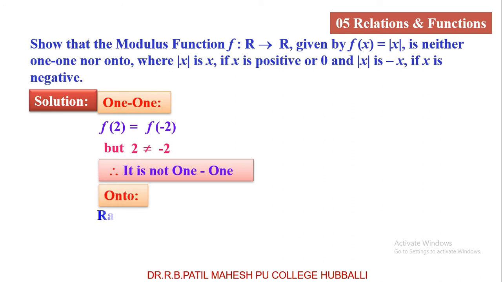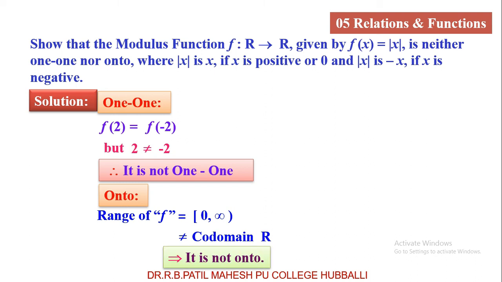For onto, find out the range. Absolute values, I said, positive only we get, including 0 also. So the range of this function is [0, infinity), closed at 0, open at infinity, and not equal to the codomain, because it is capital R. So the codomain is not equal to the range of the function, and it is not an onto function. So greatest integer, modulus, one more is there, that is the signum function.